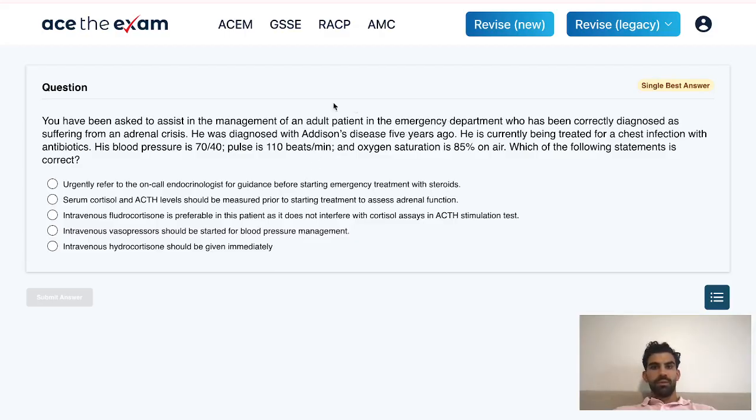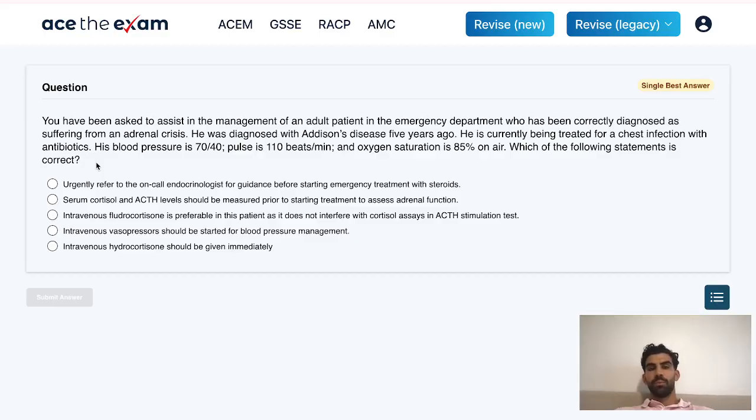We have a guy who's come to the emergency department with a diagnosis of Addison's disease, and he is suffering from an adrenal crisis. He's been treated for a chest infection, which is important. His blood pressure, he's hypotensive, he's tachycardic, and he's hypoxic. Which of the following statements are correct?